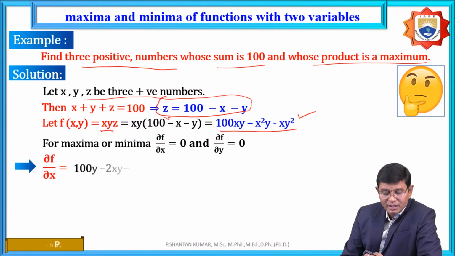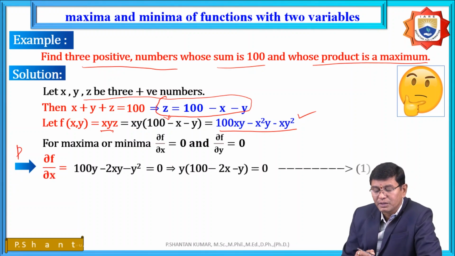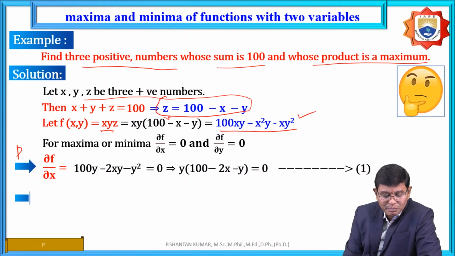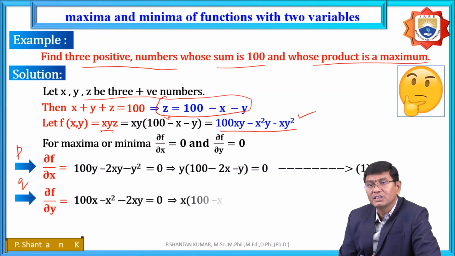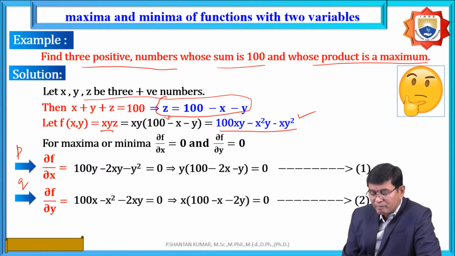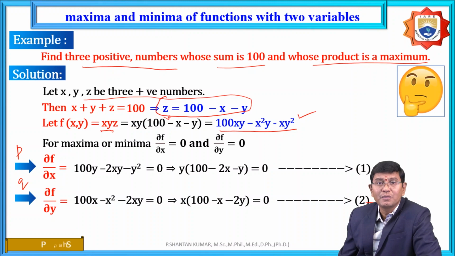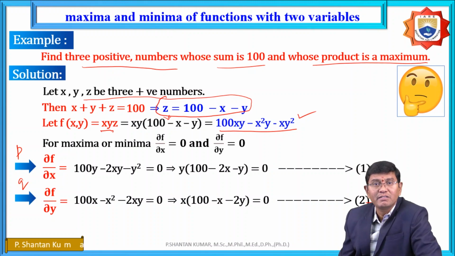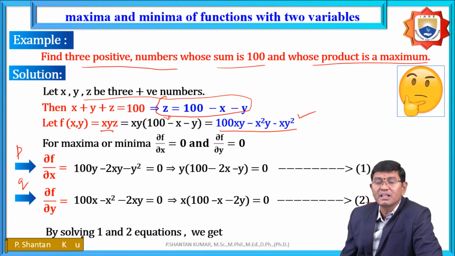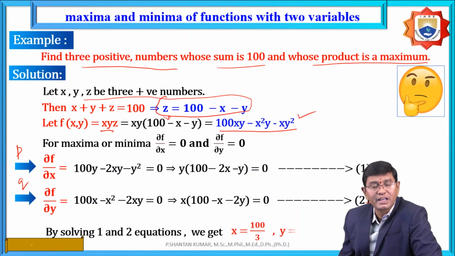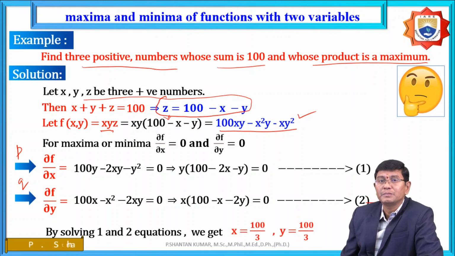And again, similarly this is nothing but p after differentiating with respect to x, and similarly differentiating with respect to y also partially, we obtain these equations. By solving these, equations 1 and 2, we get the stationary points. As we know, the stationary points are calculated by setting p, q equal to 0. Therefore, by solving the first and second equations, we get x equal to 100 by 3 and y equal to 100 by 3.